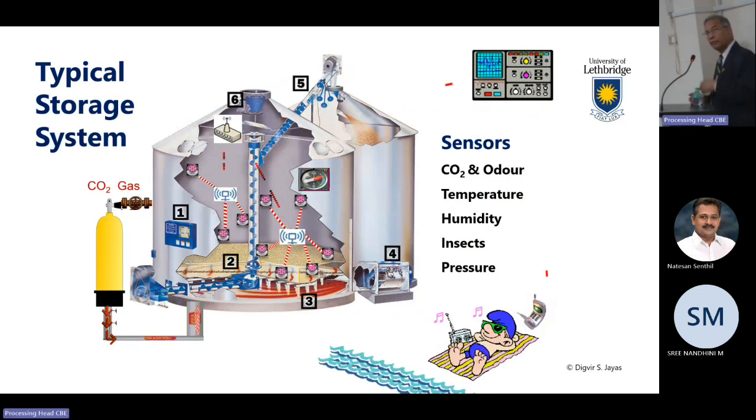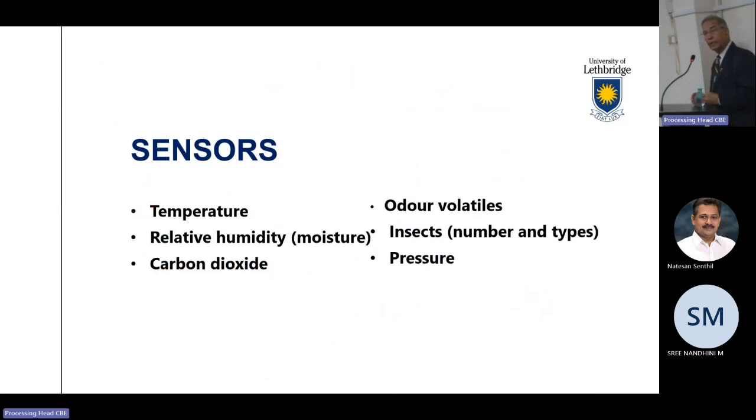The data can be transferred remotely to a central location, but it could also be communicated to the manager or farmer, and the farmer could be anywhere, from near the bins to, in this example I'm showing, lying on the beach somewhere, and they still can receive the information about what's happening to their grain in the bin. Next. I already mentioned the sensors in the previous slide, so we can go to the next.